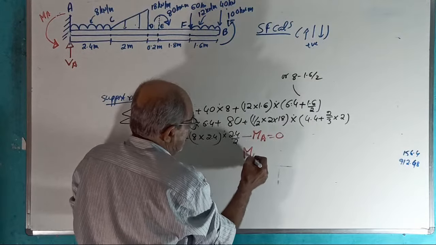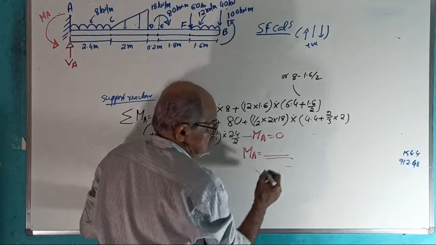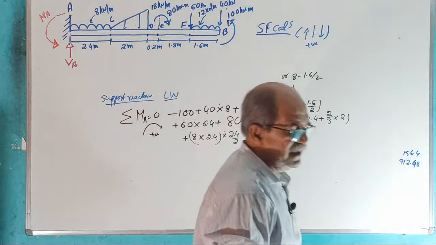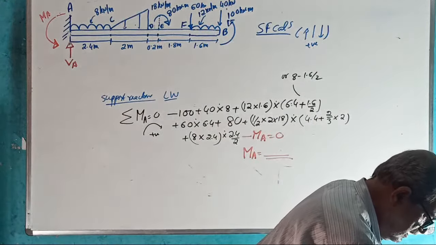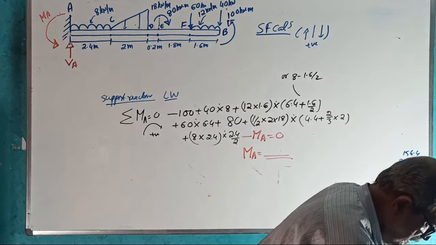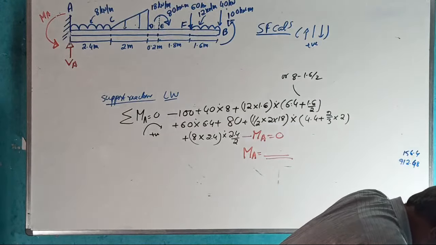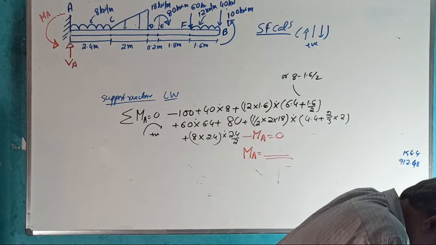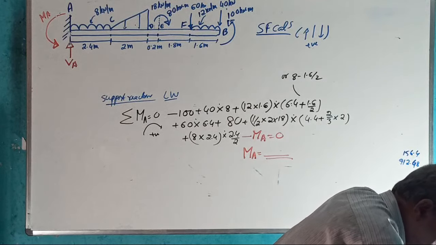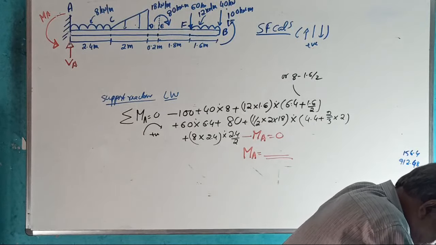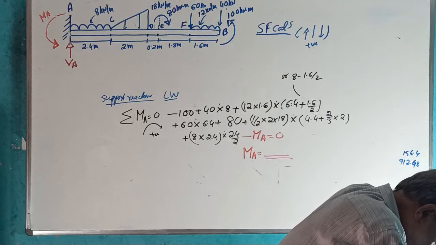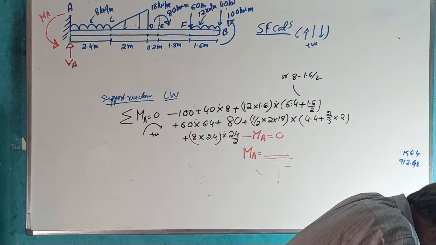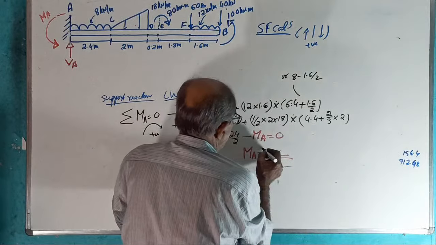Tell correctly the value of MA. Correct value, full number, no mistake. MA. How much? 912.48, positive.